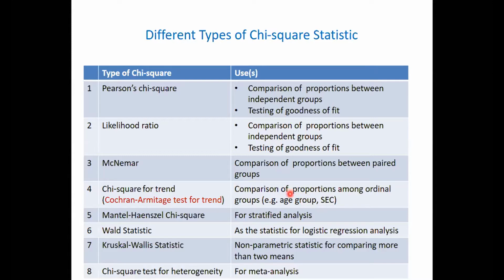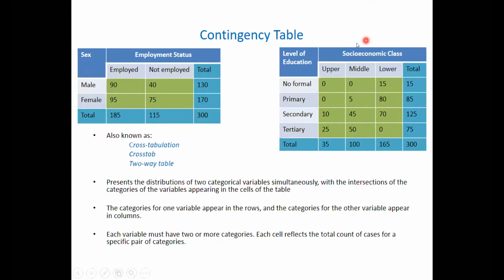For example, let's say this outcome variable is employment, which is yes or no, 2 categories, and this exposure has different levels, more than 2, 3, 4, but they are in order. They are ordinal variables in the sense that primary is higher than no formal, secondary is higher than primary, tertiary is higher. So it's not just an ordinary categorical variable, it's an ordinal variable. It's not nominal.